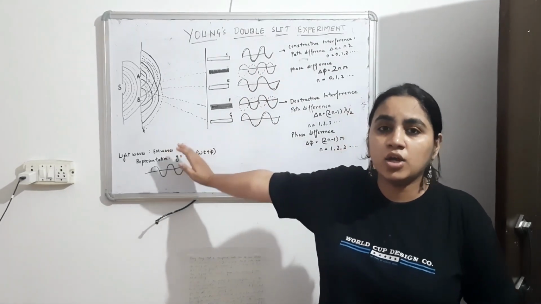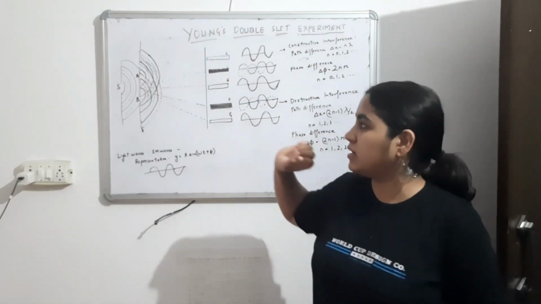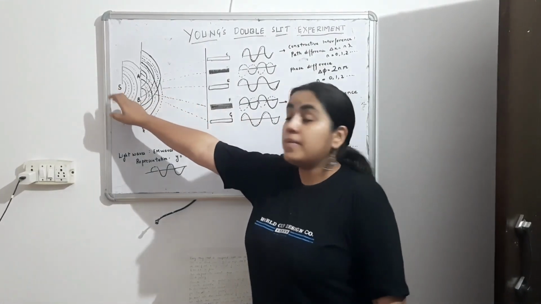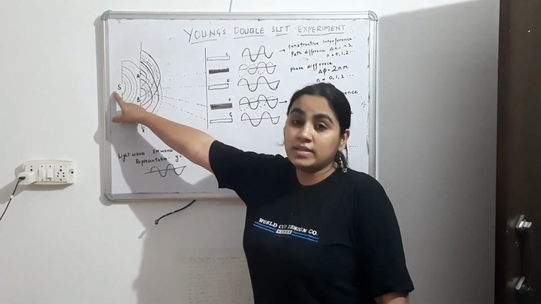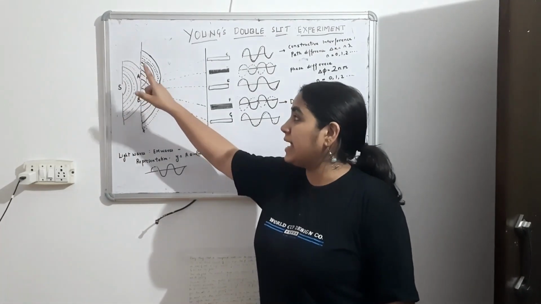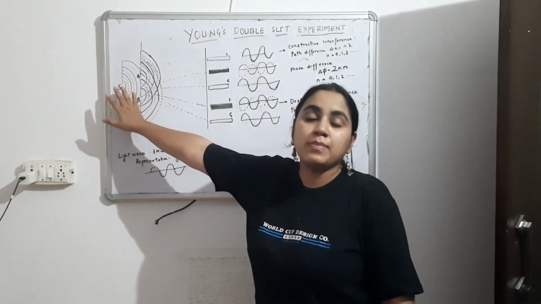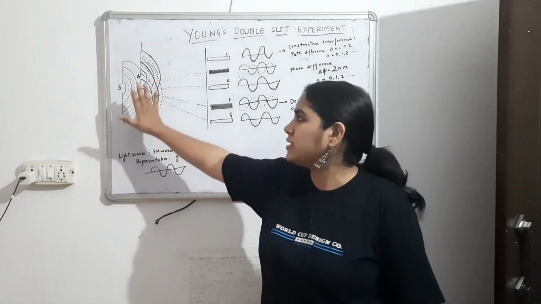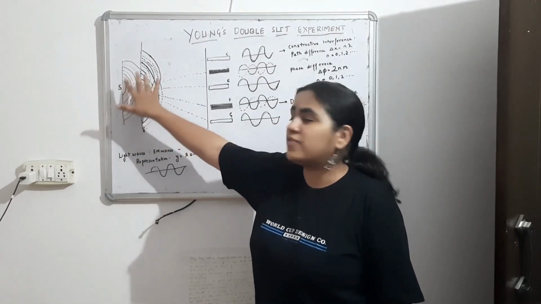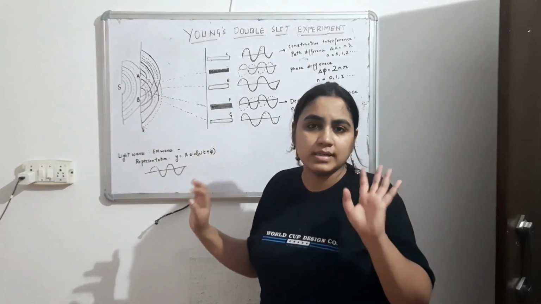Let us go through the experimental setup. The experimental setup consists of one slit S, and the slits A and B. The slit S is illuminated by a monochromatic light source that gives out a spherical wavefront, as S is considered a point source.